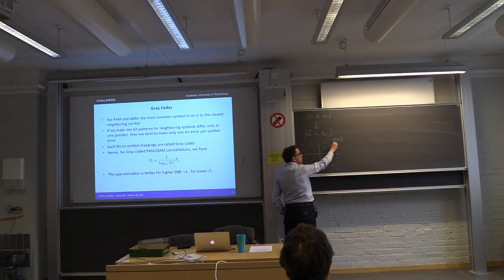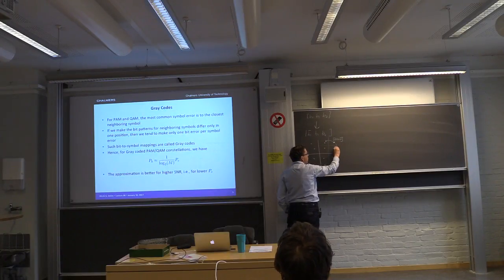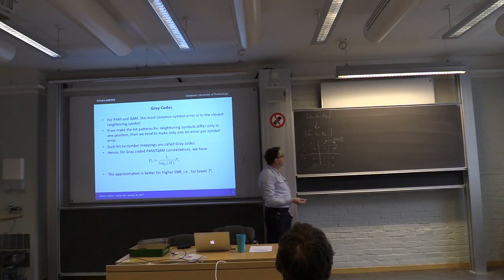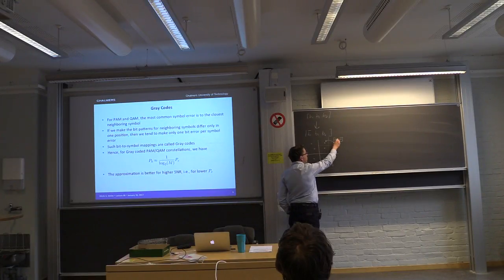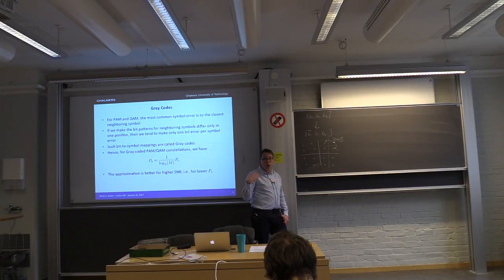So if we transmit this symbol, the most likely error will be to go to this neighboring point or to that neighboring point here. So what I would like to do then, ideally, is to make sure that there is only 1 bit that differs between this label and the label down here, and 1 bit which differs to that label. Okay? And then I want to continue that type of thinking.